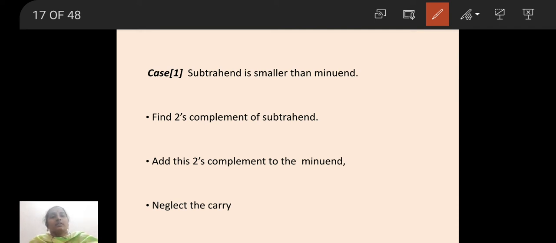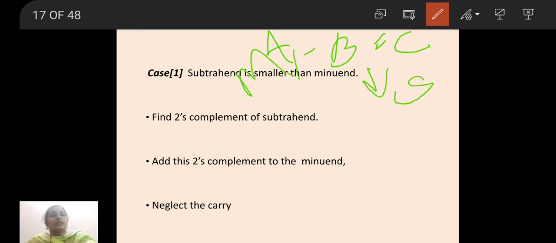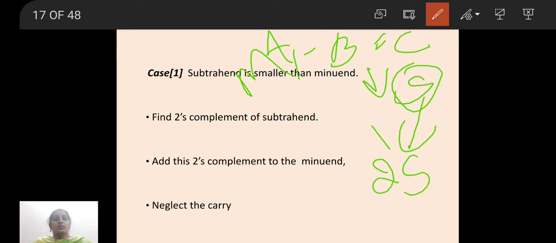Here, for example, a minus b is equal to c. Here b is the subtrahend, a is the minuend, and the subtrahend is small. Okay, ordinary subtraction. So find the 2's complement of the subtrahend. For whom do you find the 2's complement? The subtrahend only. And add the 2's complement to the minuend. In this addition, if you are getting any carry, simply neglect the carry. This is the procedure. Is it clear?